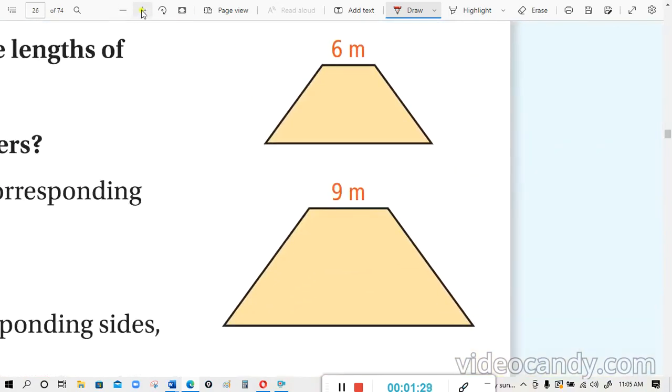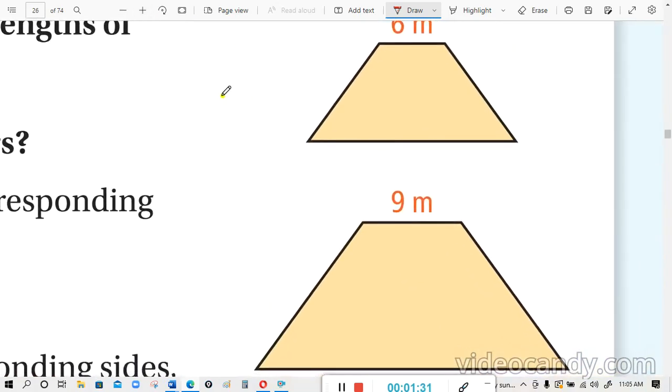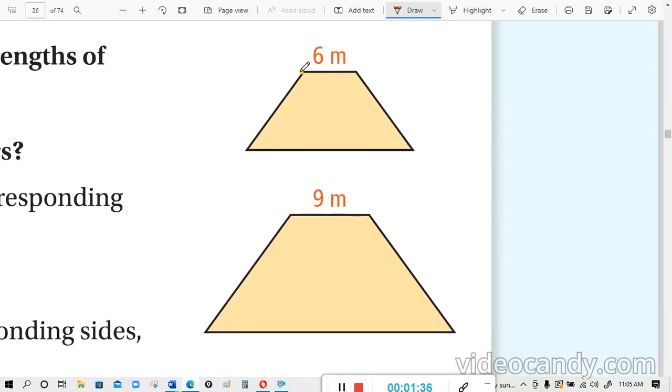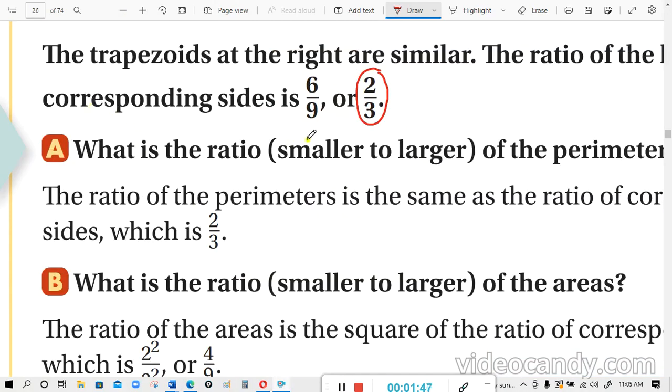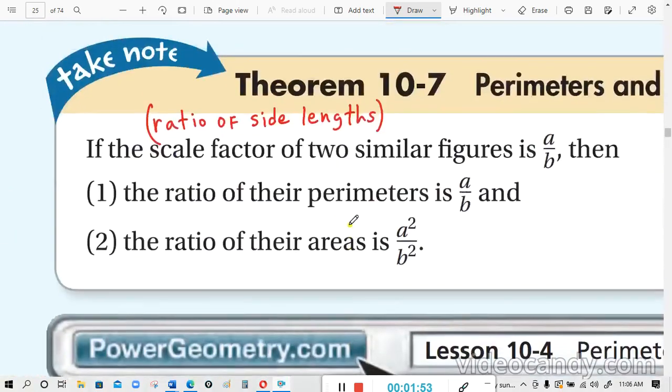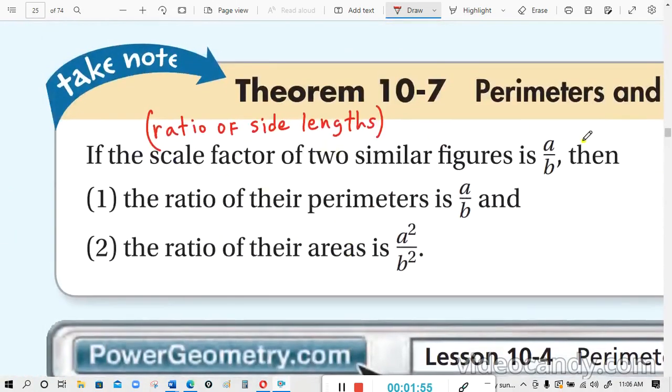If you look at the drawings here, these trapezoids are similar. One is smaller than the other one. They just did 6 over 9 and reduced that fraction to get the scale factor. What is the ratio, smaller to larger, of the perimeters? Well, we just learned a minute ago, if the scale factor is A over B, then the ratio of the perimeters is A over B.